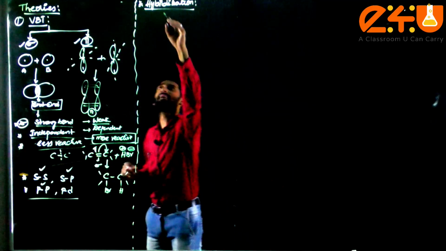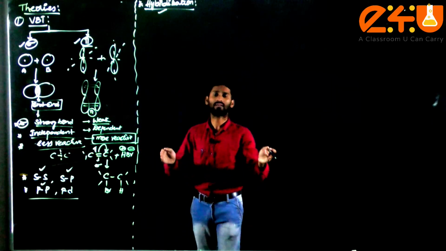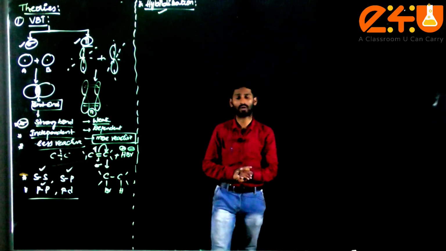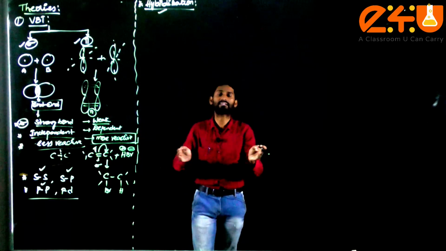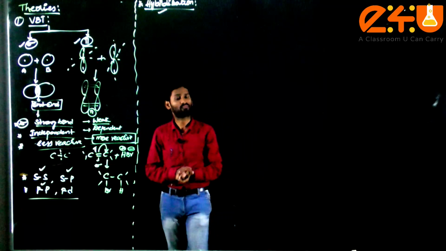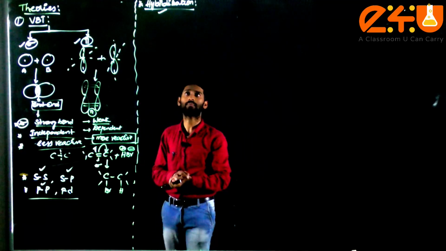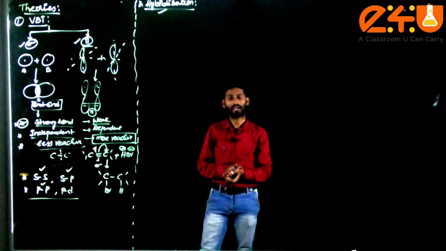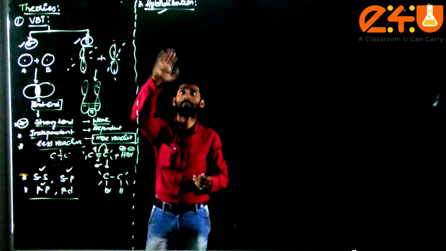Sir, first of all, what is meant by hybridization? It is the process of intermixing of two or more atomic orbitals with a slight energy difference and the formation of a new set of hybrid orbitals with equivalent energy and geometry. That is known as hybridization.